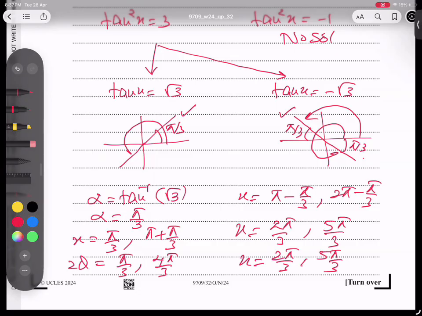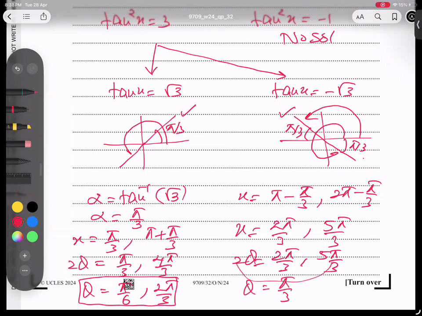But here I put double theta now. Now divide by 2, students. So the first answer is coming with us is pi by 6. Second, this 2 will divide, cancel 2, and I'm getting 2 pi by 3. We got 2 answers from here. And this 2 divide, I got pi by 3. And 2 divide, I got 5 pi by 6. 5 pi by 6.